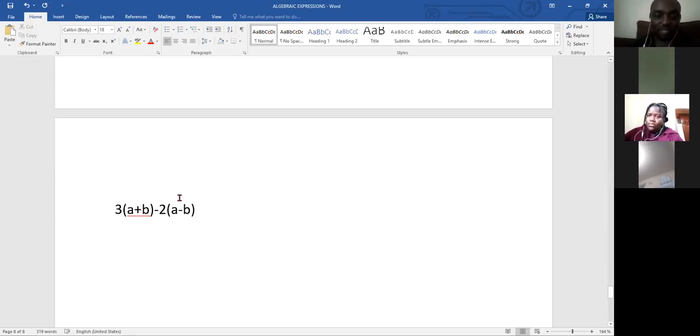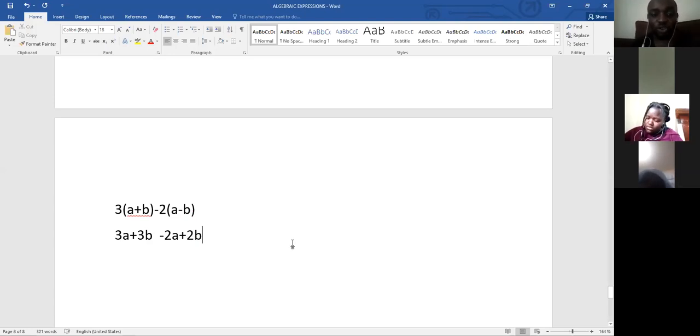So let me now start. I said 3 times A is going to give me 3A. And then 3 times B is going to give me 3B. And then I can continue by saying minus 2 or negative 2 multiplied by A. Negative 2 multiplied by A is negative 2A. Negative 2 multiplied by negative B: negative times negative is positive, so it is going to give me plus 2B.